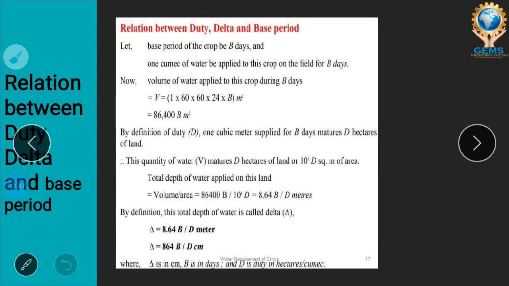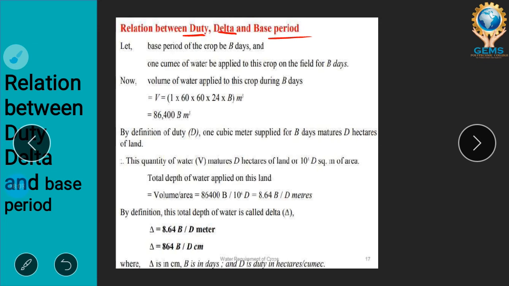Next is the relation between duty, delta and base period. This is a very important question in this subject. Every time this question is asked: the relation between duty, delta and base period. As we all know, let's see this derivation. It is very important and very simple. You just have to go through this and memorize some formulas.